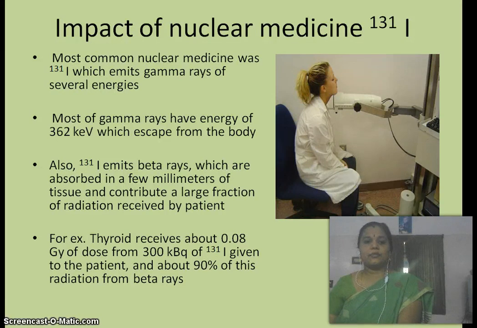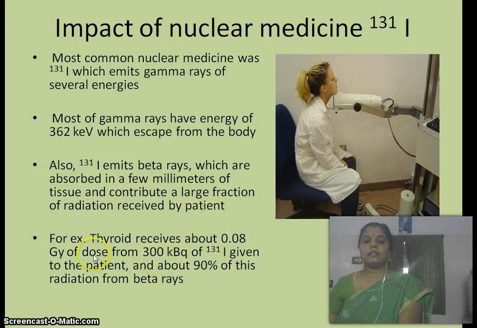Here is an example for you to understand nuclear medicine. Here you could see a patient who is undergoing treatment for thyroid cancer, and the radionuclide used for the thyroid treatment is iodine 131. The significance of iodine 131 is that it emits gamma rays as well as beta rays. The gamma rays will be in the range of 362 kilo electron volts, which normally escape from the body, whereas the beta rays will be absorbed by the tissue within a few millimeters, and they may contribute a large fraction of radiation received by the patient.